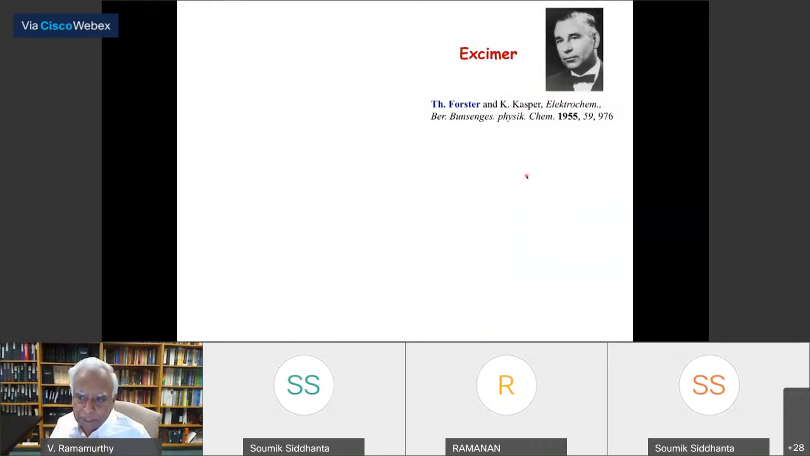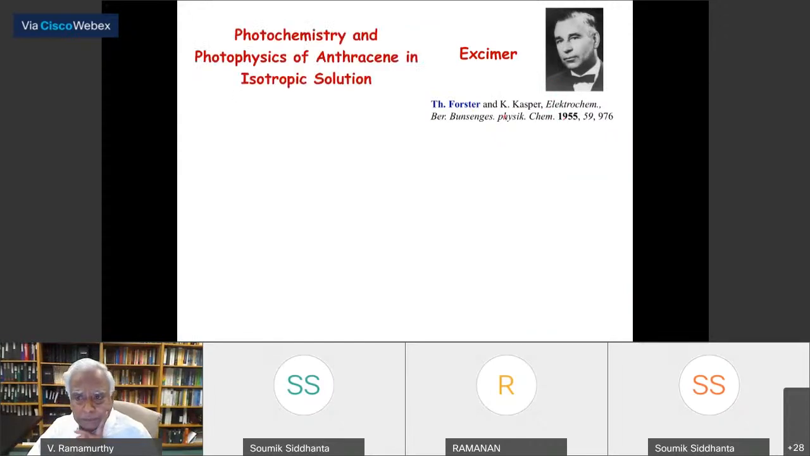The excimer was discovered in 1955, quite a long time ago, by this person, Foster. At that time, he discovered excimers, which are excited state complexes. You know what a ground state complex is? Two molecules, when they aggregate in the ground state, are more stable than being alone. That is the ground state complex. But some molecules form a complex only in the excited state. That is, one excited molecule and another ground state molecule, if they are in solution, want to be together. They don't want to be separated. That is called an excimer or exciplex.